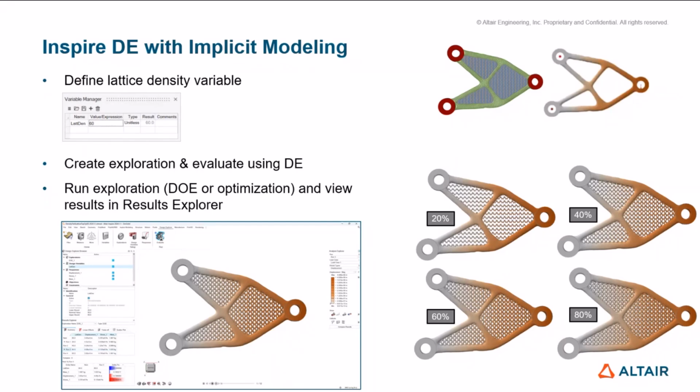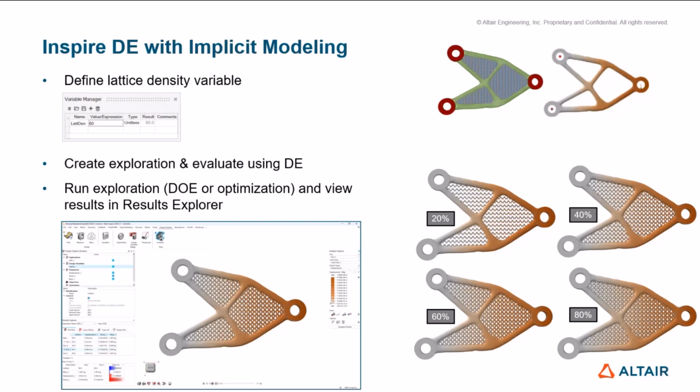So first, implicit modeling. It shows a very interesting example where implicit modeling has been used to define a lattice structure in this part. And really, all the design variables in Inspire Design Explorer stem from the variable manager, which is shown in the little image at the top left. Because Inspire is parametric, anything that can be defined and parameterized in the variable manager effectively becomes available to Design Explorer to use.